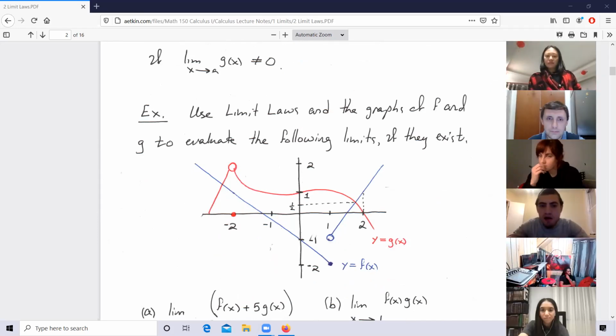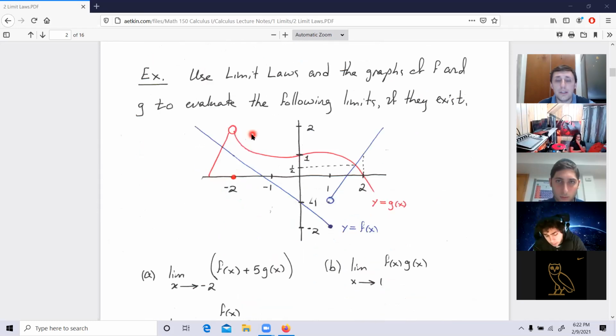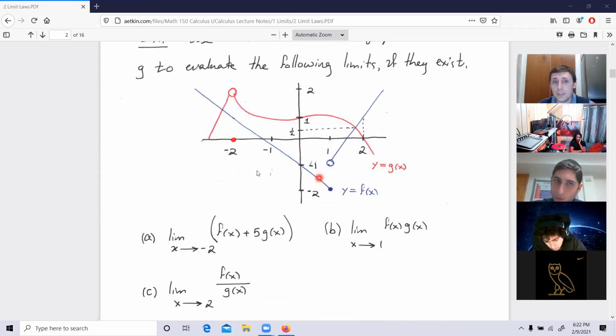I didn't do this graph. Okay, here are the limit laws used with a graph, guys. So can you help me using this picture? Could you please help me calculate what is the limit as x goes to -2 of f of x plus 5g of x? So we're doing A. Go ahead, think about it, and I'll begin looking at who is here.